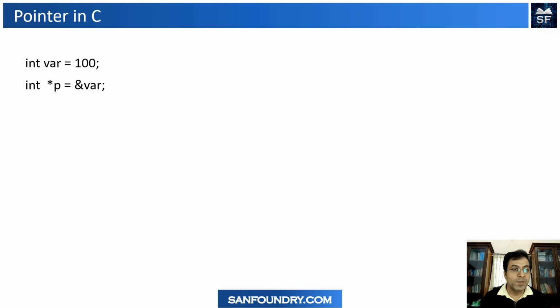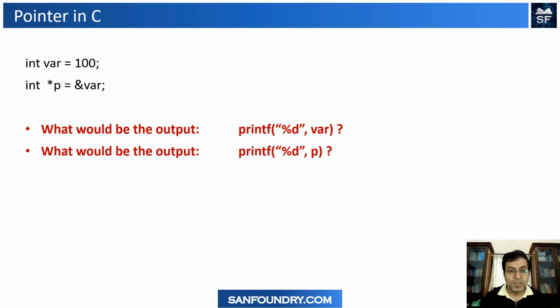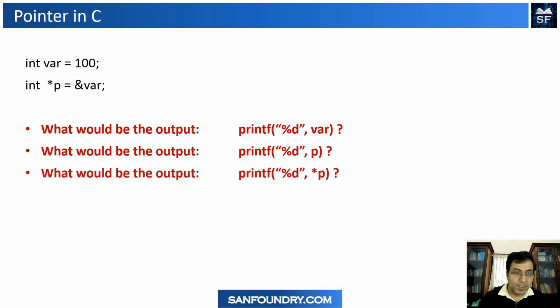I have already explained things to you guys, so things might be simpler at this point for this particular slide. So what would be the output? Printf %d on a var. We know what a var is. It's just an integer value, right? So whenever we reference just a variable name, we are interested in the value. So it prints 100. I think all of you know it's 100.